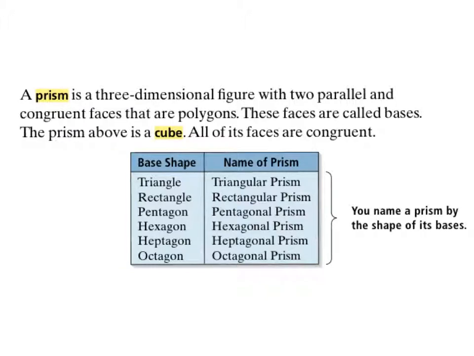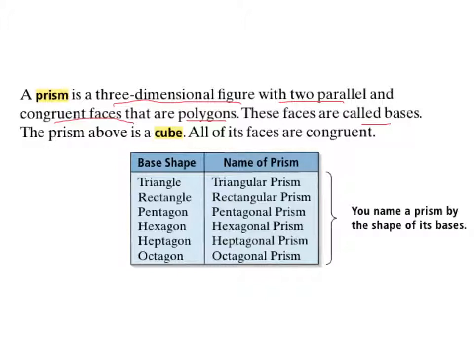A prism is a three-dimensional figure with 2 parallel and congruent faces that are polygons. These faces are called bases. The prism on the previous slide is a cube. All of its faces are congruent, or are the same size. Congruent just means the same.